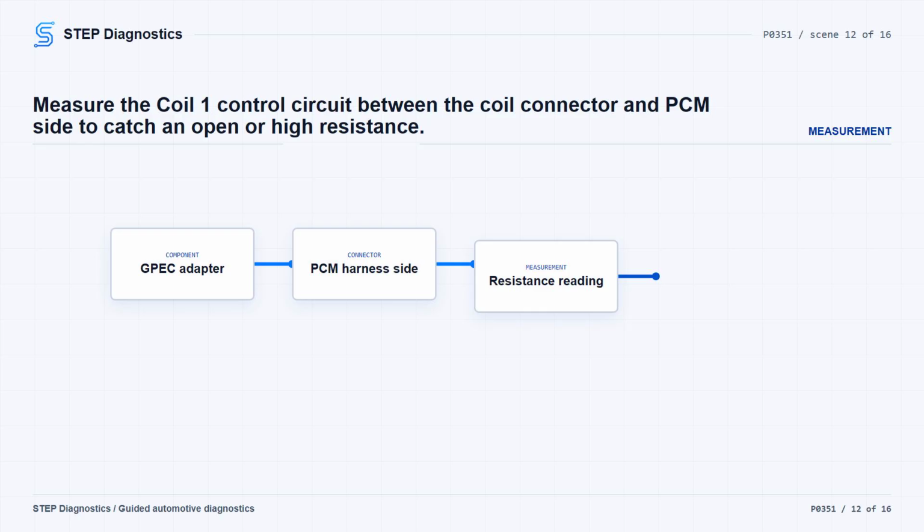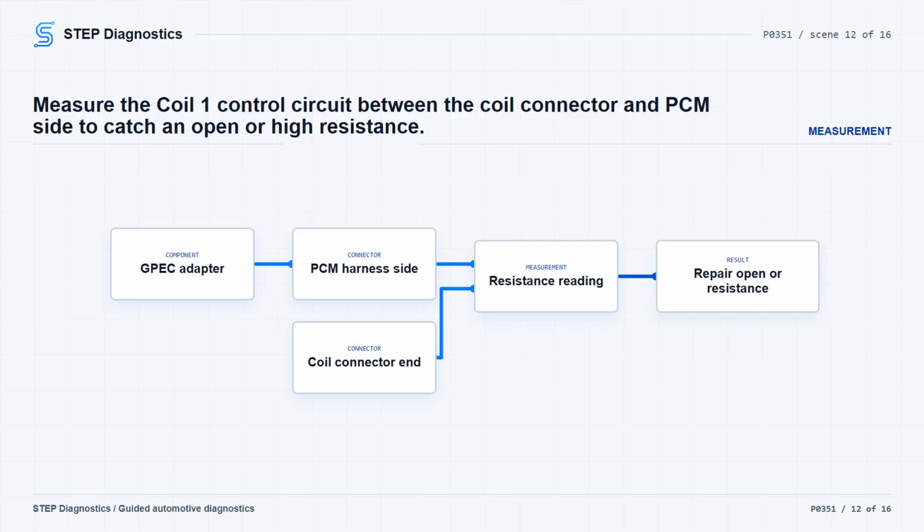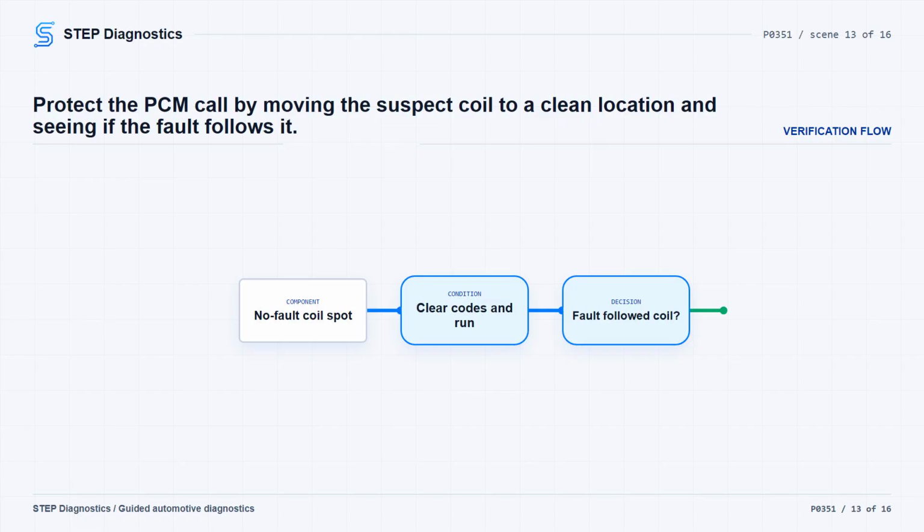If resistance is below 3.0 ohms, continue to the coil and PCM driver isolation step. If resistance is not below 3.0 ohms, repair the control circuit for an open or high resistance, then verify the repair and confirm the code stays gone. Before condemning the PCM, determine whether the ignition coil caused a PCM coil driver failure. An internally shorted or damaged secondary coil circuit may be the reason the driver failed, so do not replace the PCM until this is checked.